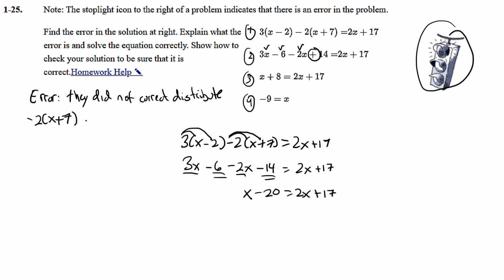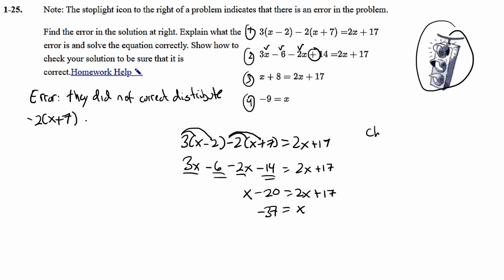So now we're going to collect variables on the same side. I like to move the smaller x value because it's always going to result in a positive x. So I'm going to move the x on the left over to the 2x by subtracting it. So 2x minus x is x. And so since x is on the right, I've got to move the numbers to the left. So I'm going to subtract the 17 over. So negative 20 minus 17 is negative 37. So that's what I think.